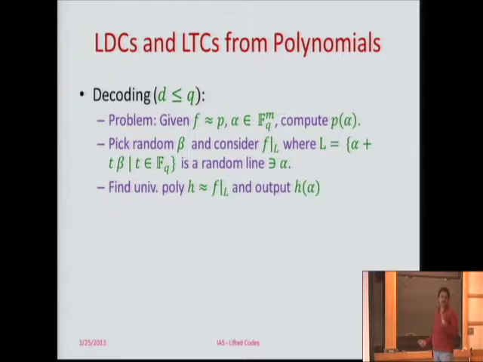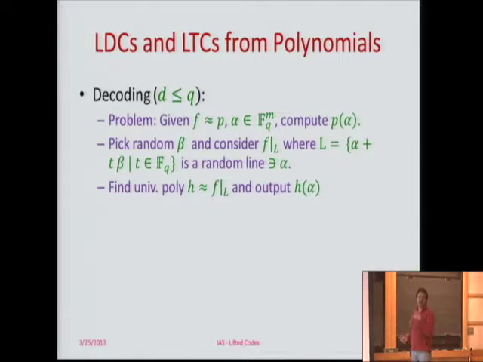The decoding algorithm just does the following thing. It picks a random point beta in F_q to the m, and it looks at the line L, which is all the points of the form alpha plus t times beta, where t is an element of F_q. So this is a collection of points which come from a univariate line. And if you look at p restricted to the line, you should get a polynomial of degree at most d.